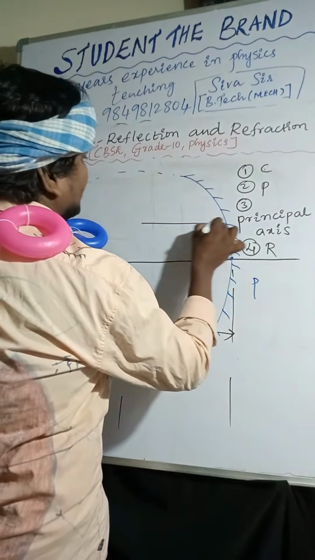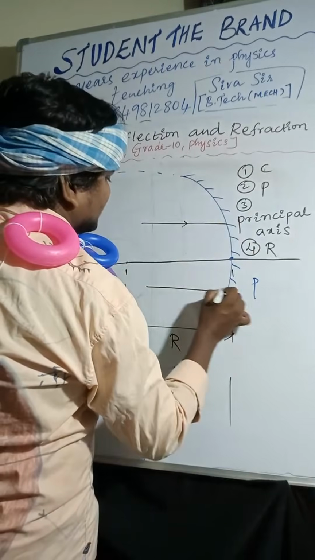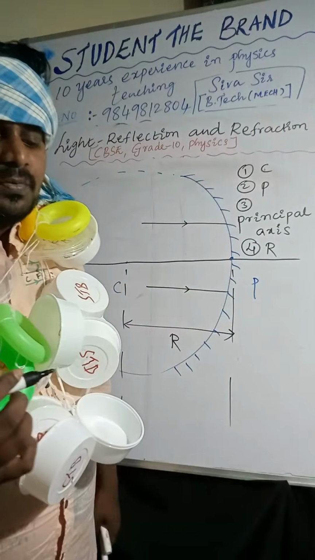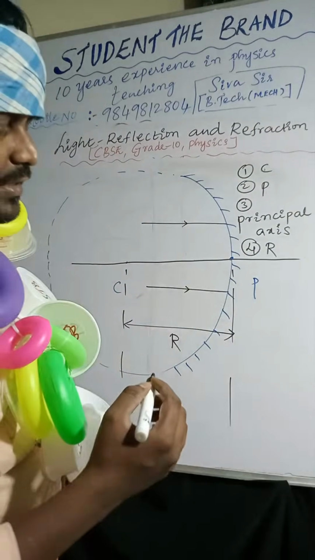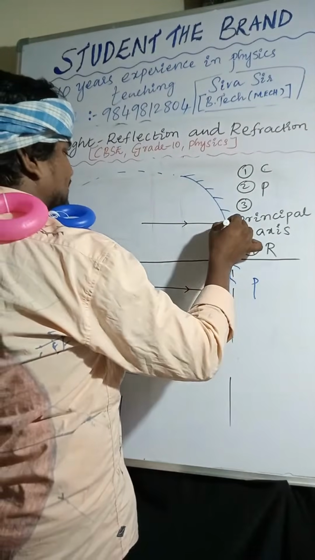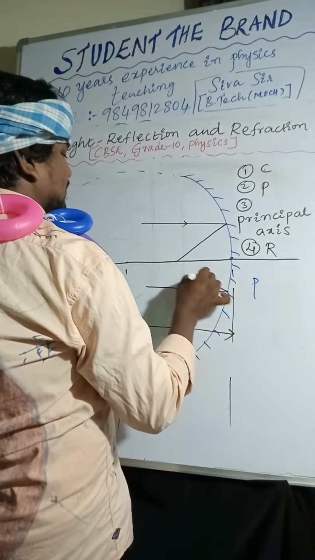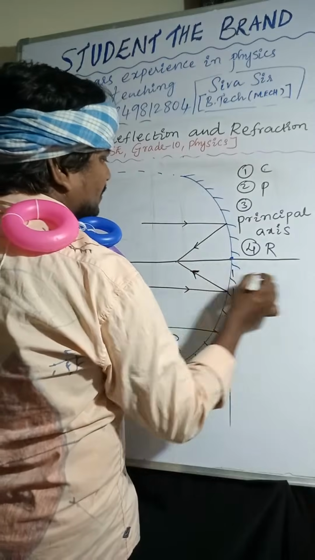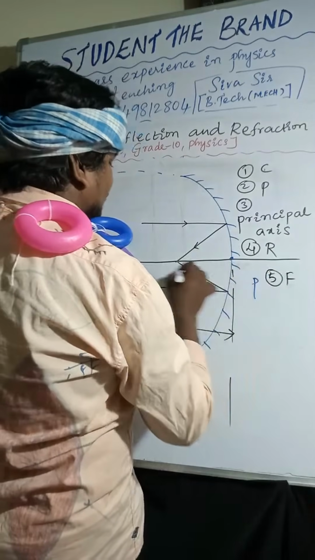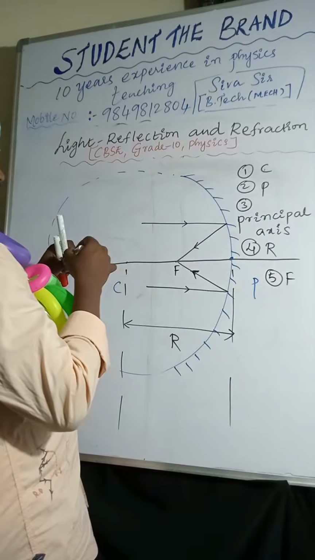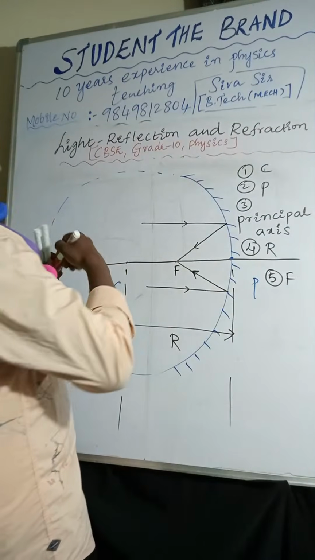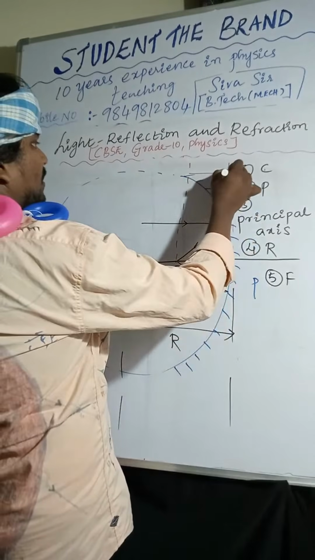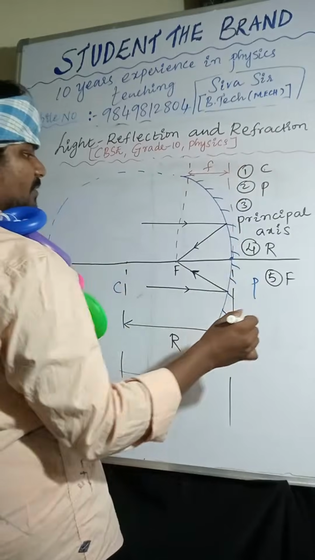After reflection, all light rays meet at one point on the principal axis. That is called the focus. So the fifth one is focus. The distance between the focus and the pole is called the focal length.